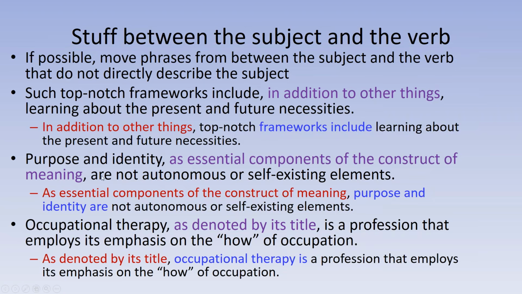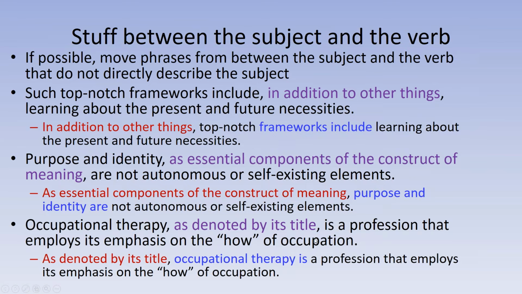Same thing here. Purpose and identity as essential components of the construct of meaning are not autonomous or self-existing elements. Again, this is not wrong. It just is a stumbling block for the reader. As essential components of the construct of meaning, purpose and identity are not autonomous or self-existing elements.